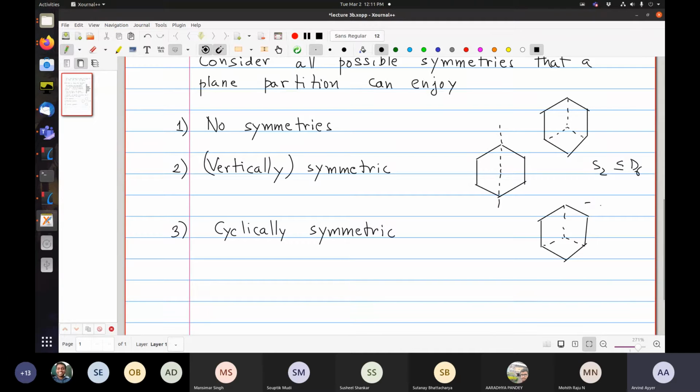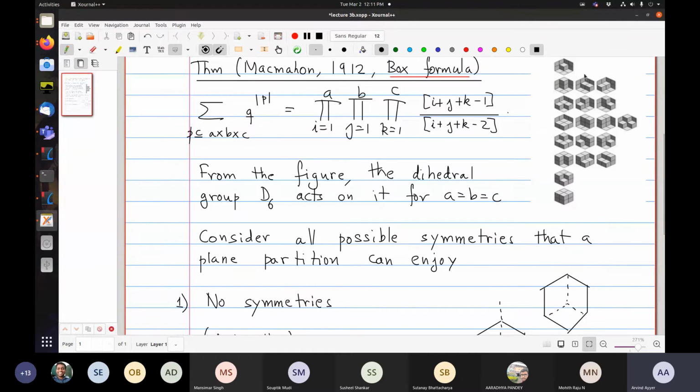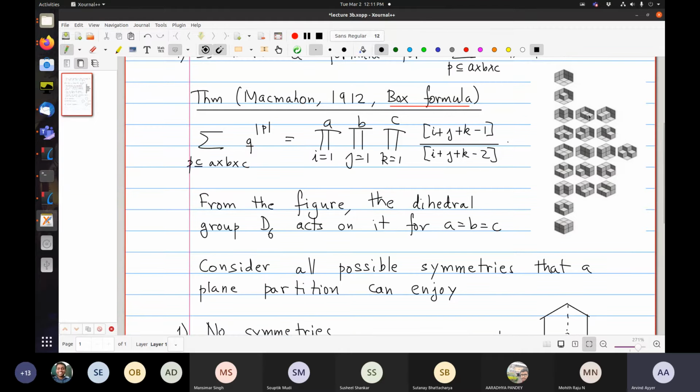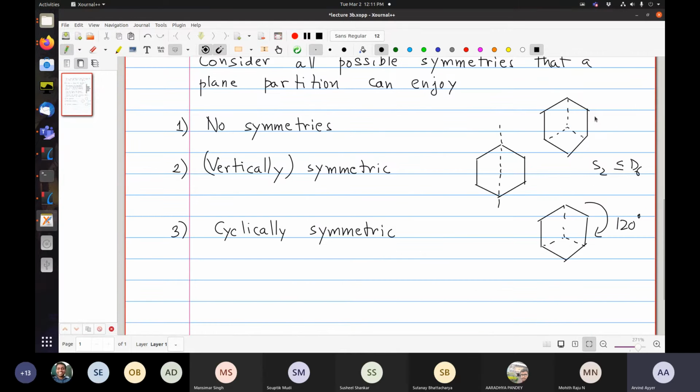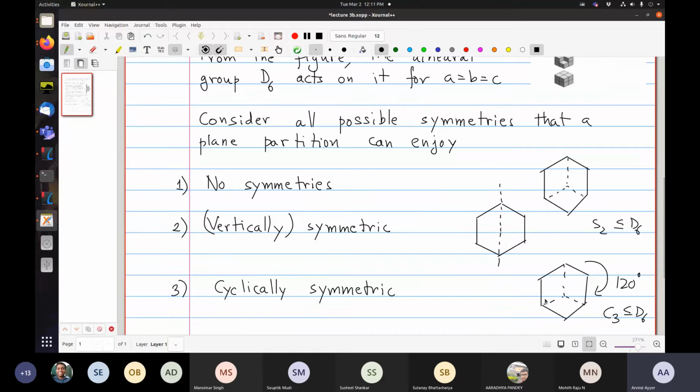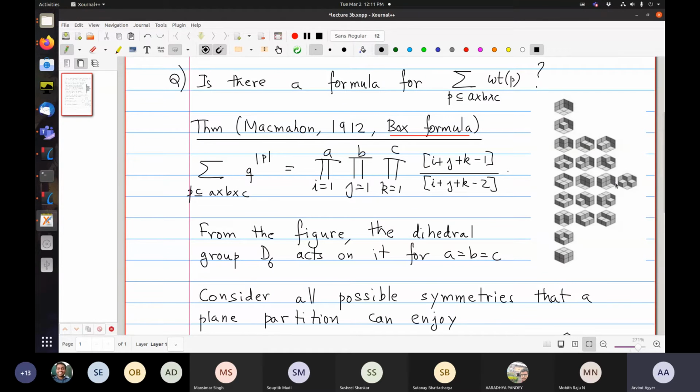So here this is rotation by 120 degrees. What this is saying is if you take this plane partition and rotate it by 120 degrees, you will get another plane partition, and this will transform to that, and then that will transform to that, and then back to this. So this is this cyclic group C3 sitting inside D6. This is a reflection in the dihedral group, and this is a rotation.